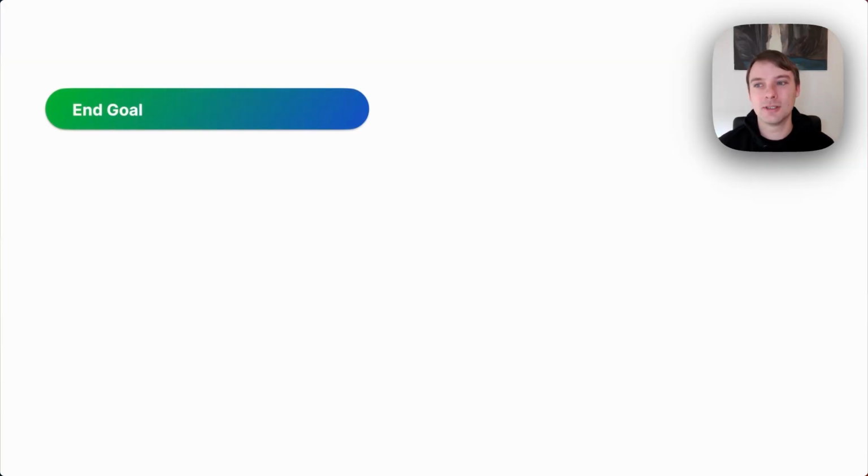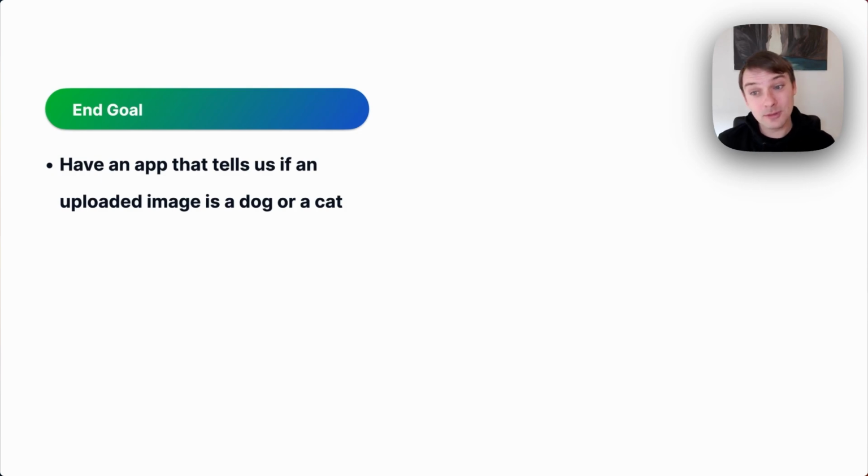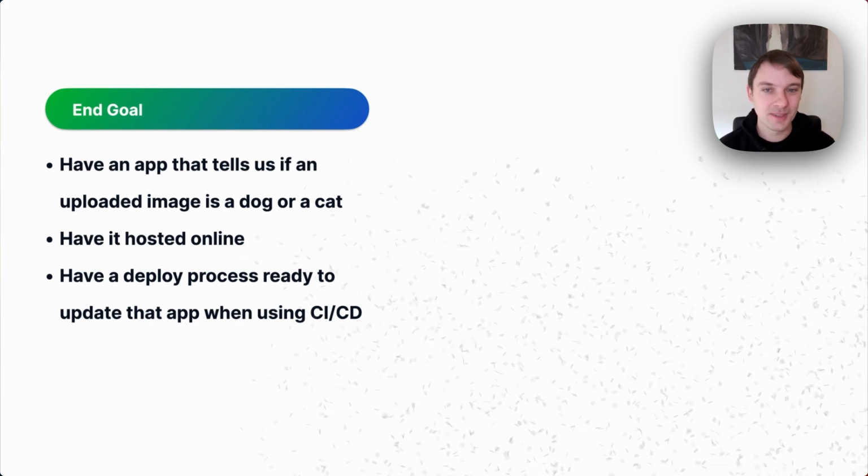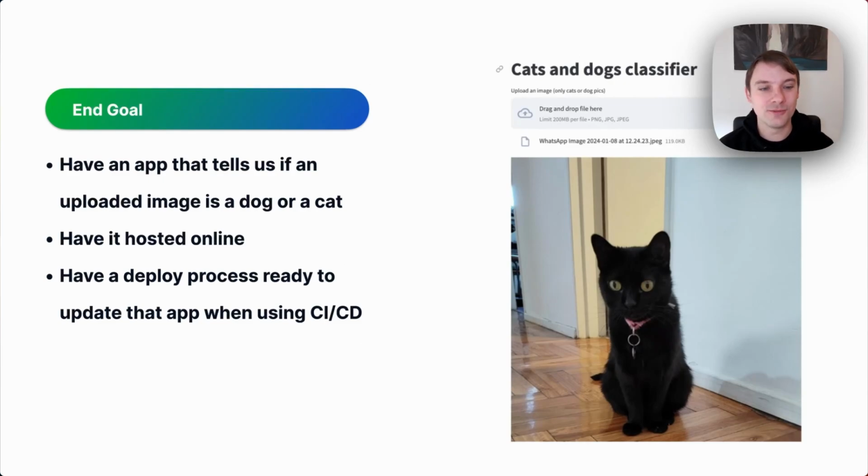Now, before we get started, let's see what the end goal of this video series is. In the end, we want to have an app that tells us if an uploaded image is a dog or a cat. We also want to have it hosted online somewhere, obviously, and we want to have a deploy process ready so that when we update our app, it also updates the deployed version as well. And for that, we're going to be using CI/CD. And this is basically the end version. This is how the app is going to look. So we can upload an image, and then in the end, we're going to get the result if it's a cat or a dog. Now, let's get started by covering the machine learning basics.